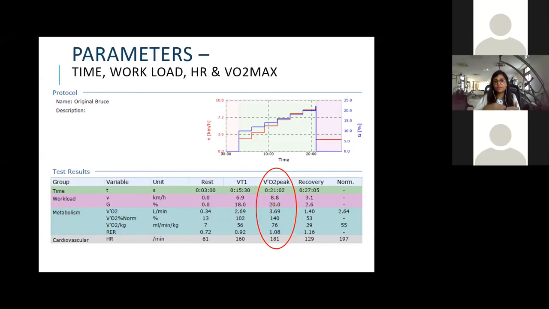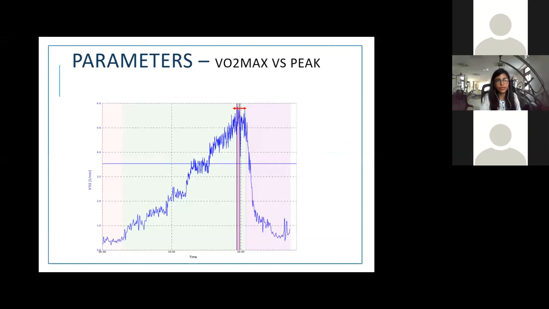So there is a variability of the achieved heart rate versus what we predict based on their age, but that should not be the criteria to stop the test. Now, when we see the VO2 max graph, this is the graph which we get to see.